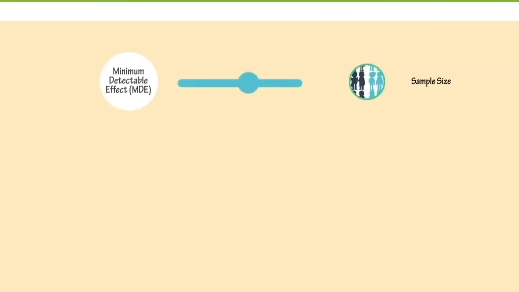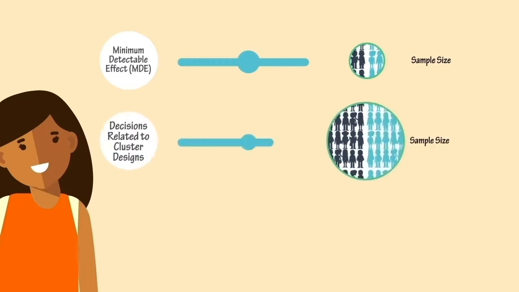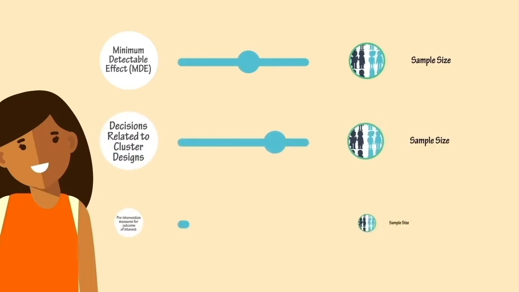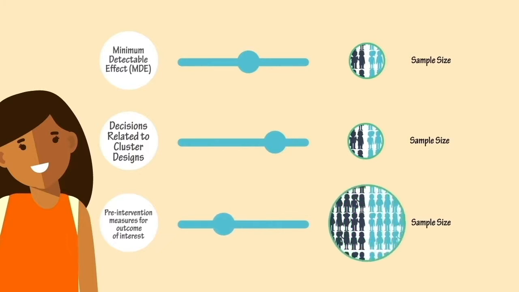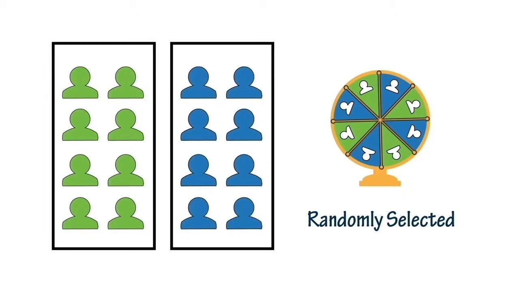In this video, we will discuss how two other aspects of evaluation design can affect your sample size: decisions related to cluster designs and access to measures of student and cluster characteristics that are related to the outcome of interest. In the example we used in Part 1, we based the calculations on an individual level assignment study design, one that randomly assigns students to a program or a comparison group without considering the student's context. However, context is often quite important.